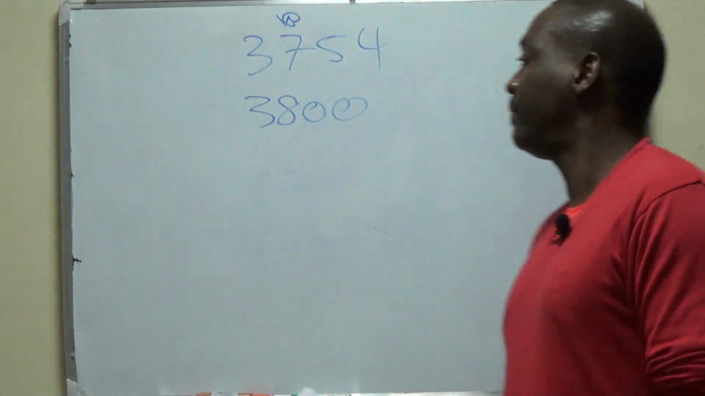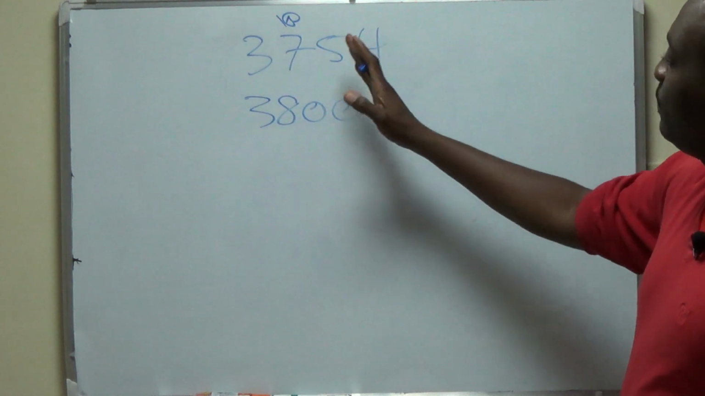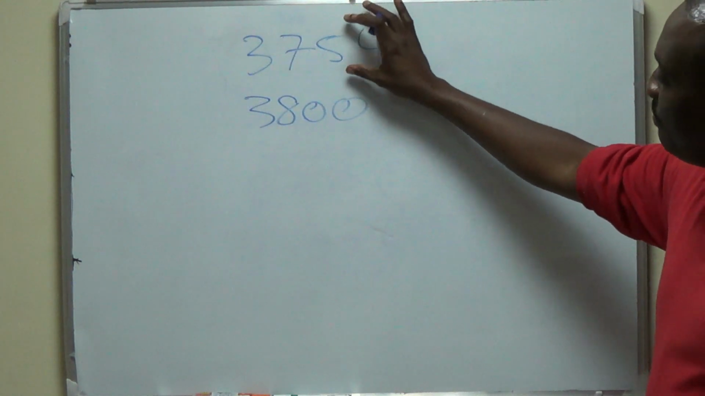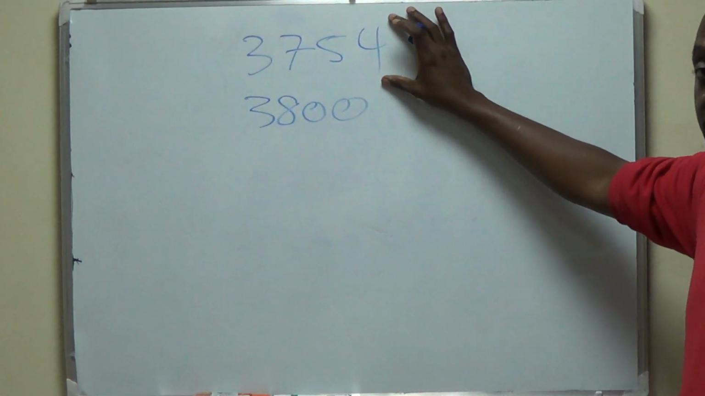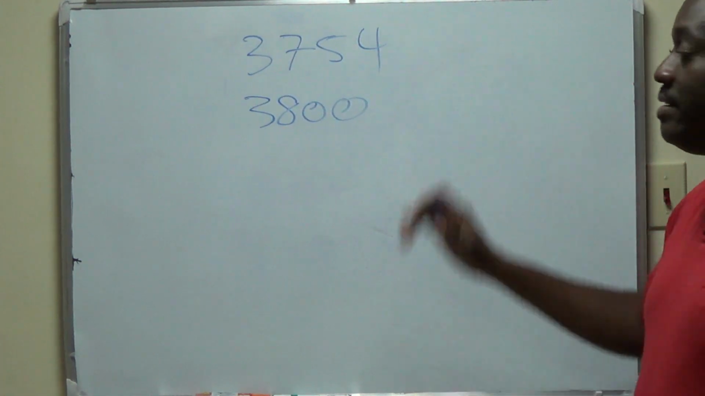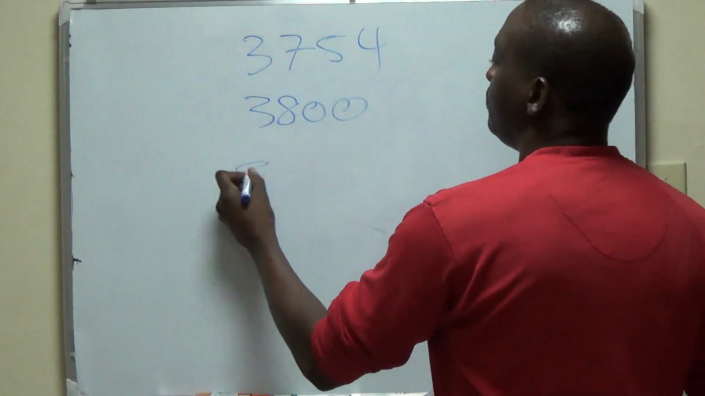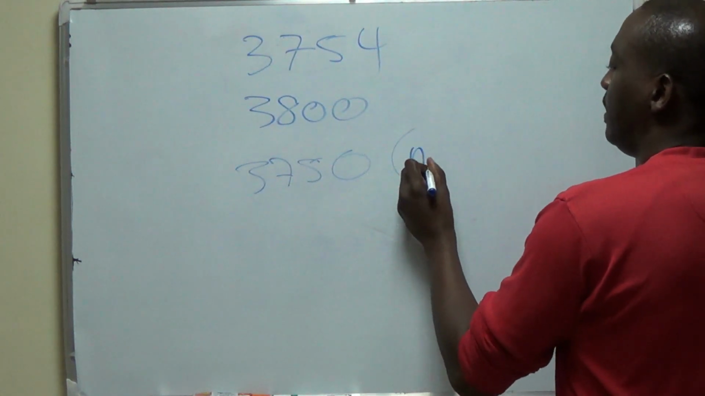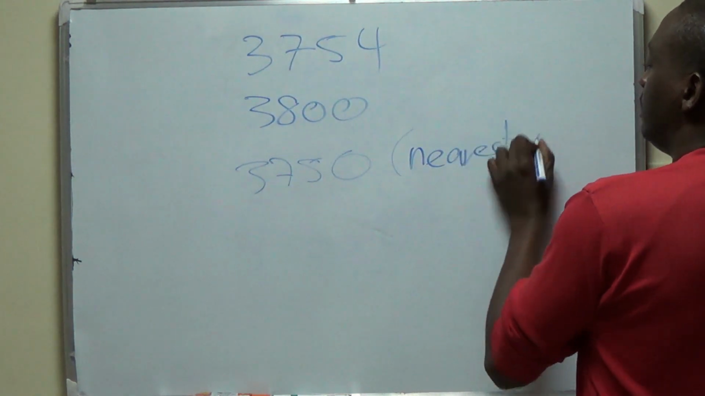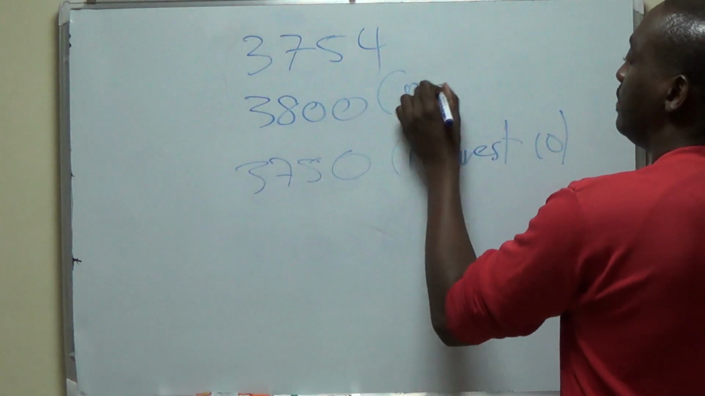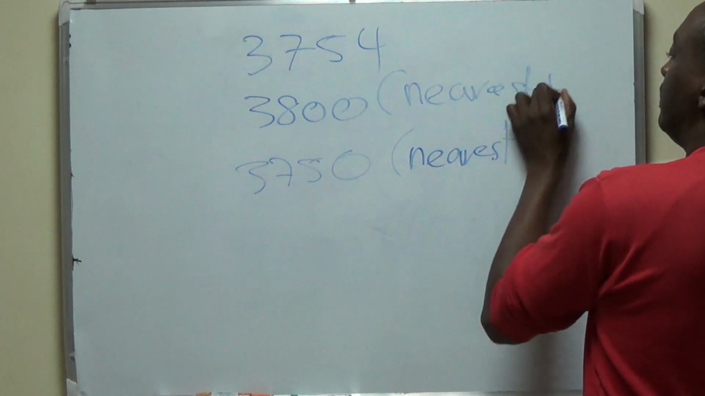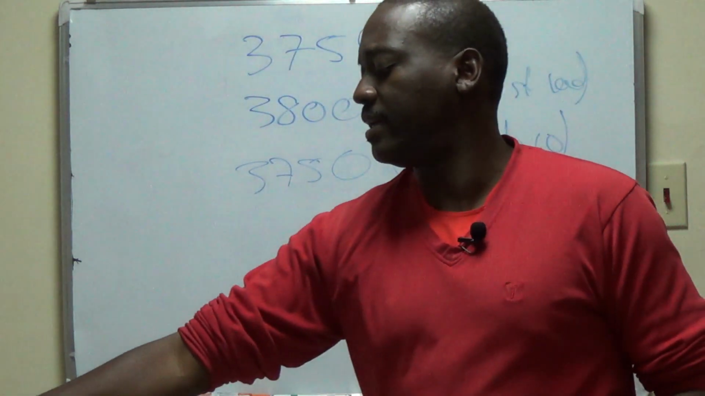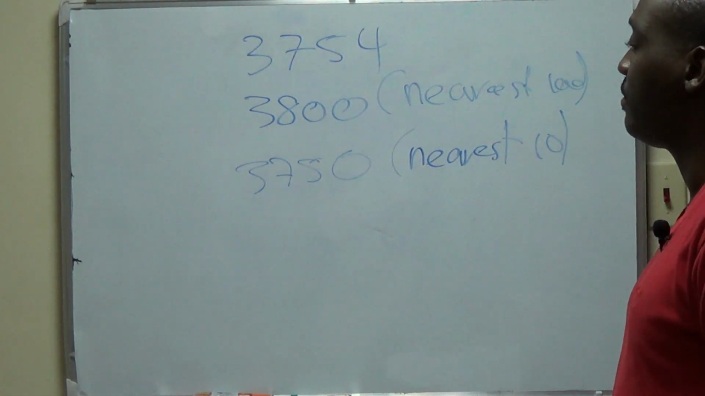What about if we had asked for the nearest 10? We would do the same thing. We start with the units, we have the tens. So in this case, the number under consideration would be 5. We look to the right of the 5 and we have 4. So 4 being less than 5, we would then have 3750. And this would be to the nearest 10.